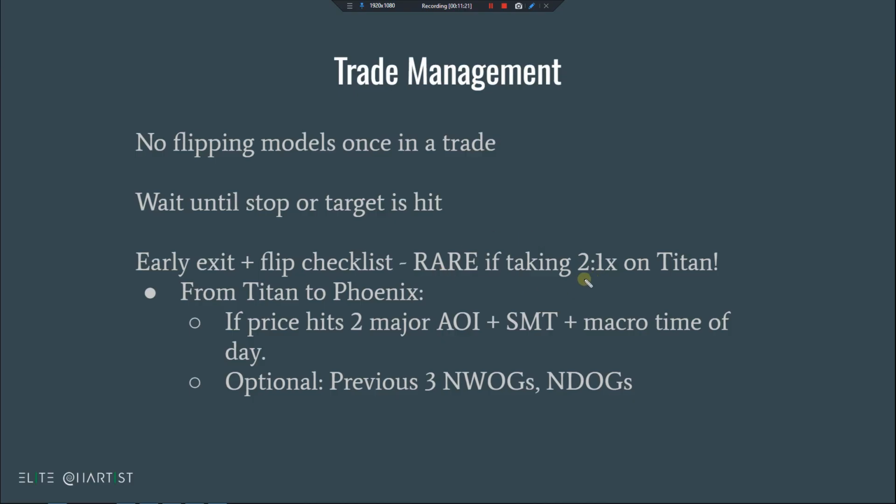Many times, if you're taking the 2-to-1 on Titan, this will be, in most cases, achieved before a Phoenix play shows up. I've seen several times where you get exactly the 2-to-1, and then all of a sudden, 5 minutes later, the Phoenix model has showed up and you can get in. But at least your target has been hit. So remember, stop or target is hit.